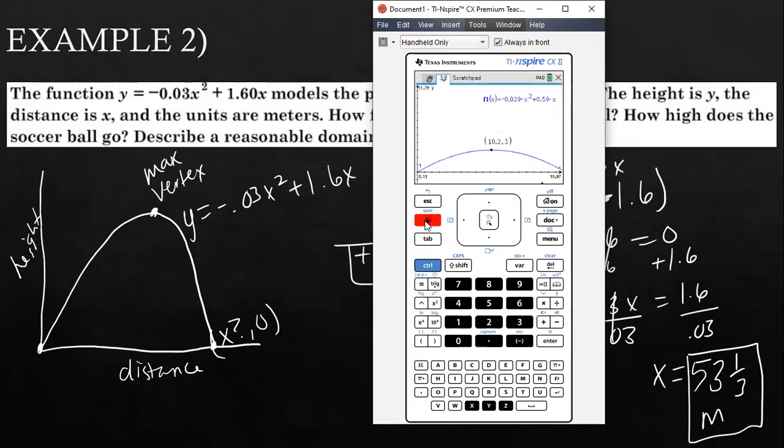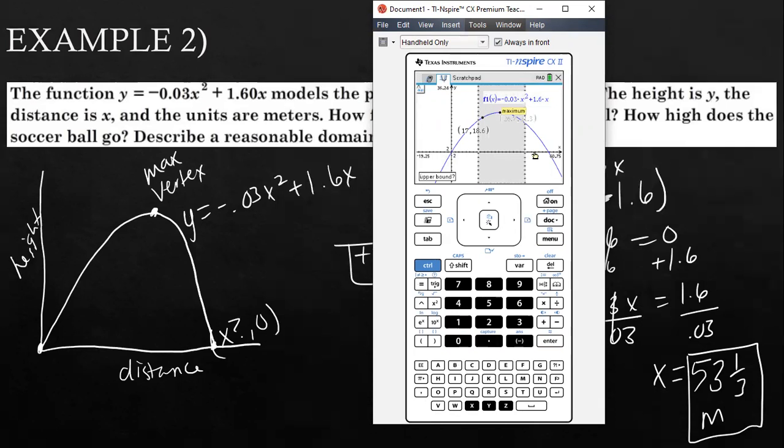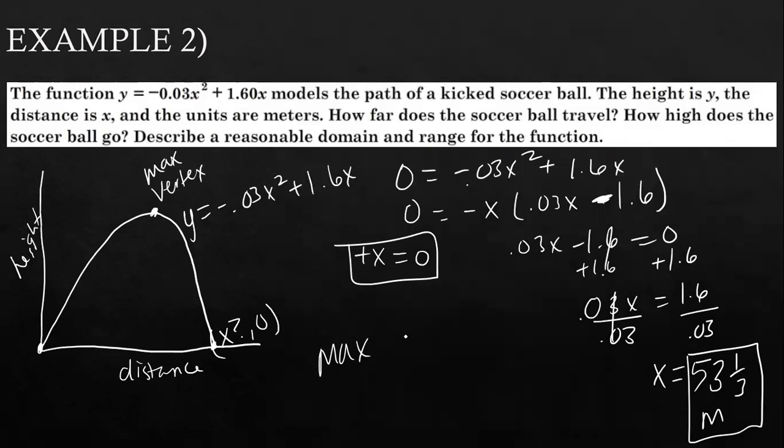If that doesn't work for you, then you also can graph it. I'm going to hit tab, arrow up, and put in the graph: negative 3/100 x squared plus 1.6x. I hit graph. I can't see it in quadrant 1, so I need to zoom out. And now I can easily find my vertex. So menu, analyze, maximum, just like a book, we read from left to right. Did we still get 21 1/3? So now we know that the max height of the ball is 21 1/3 meters.